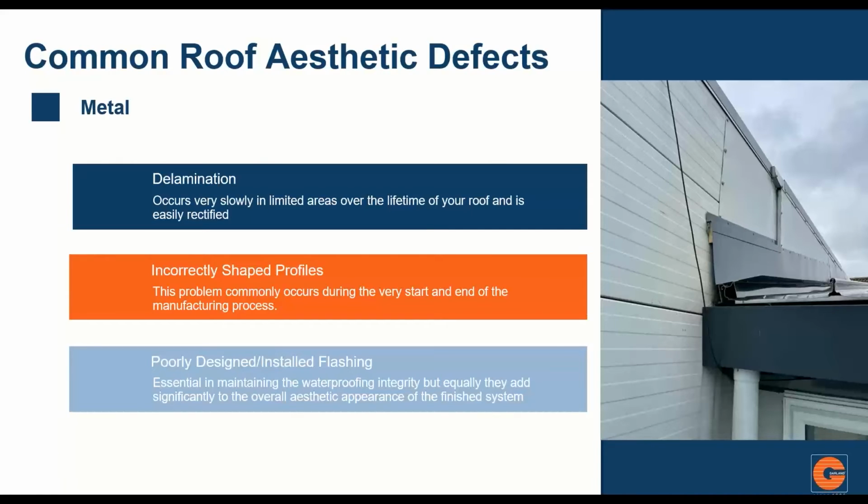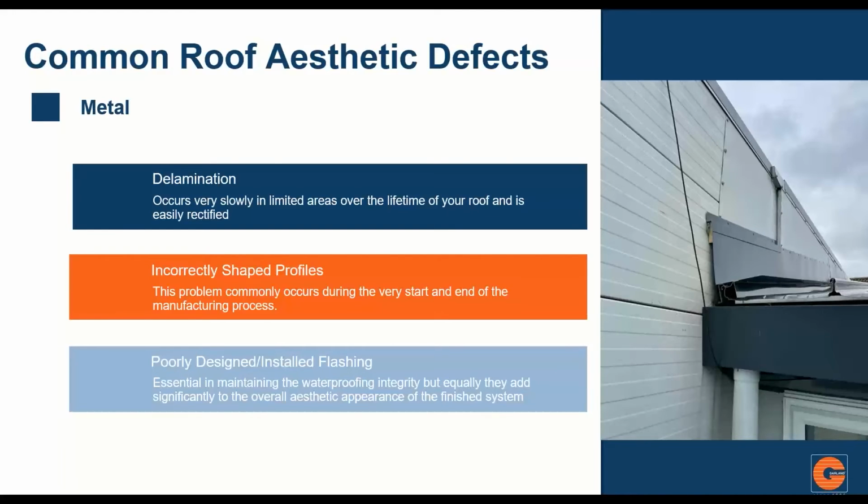Aesthetics of metal. Delamination is a big one. The coating that's applied to any type of metal substrate, albeit aluminium, steel, whatever it may be, does sometimes delaminate and come away, which does look unsightly. But this can be easily managed by having regular maintenance or identifying localized patches where this is occurring. If we deal with that localized patch, that will stop it from spreading. If not, then the delamination will spread very quickly and you'll be in trouble.